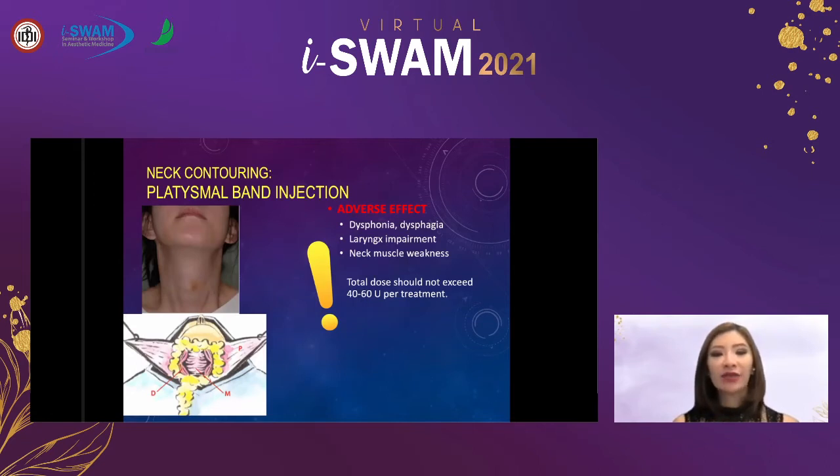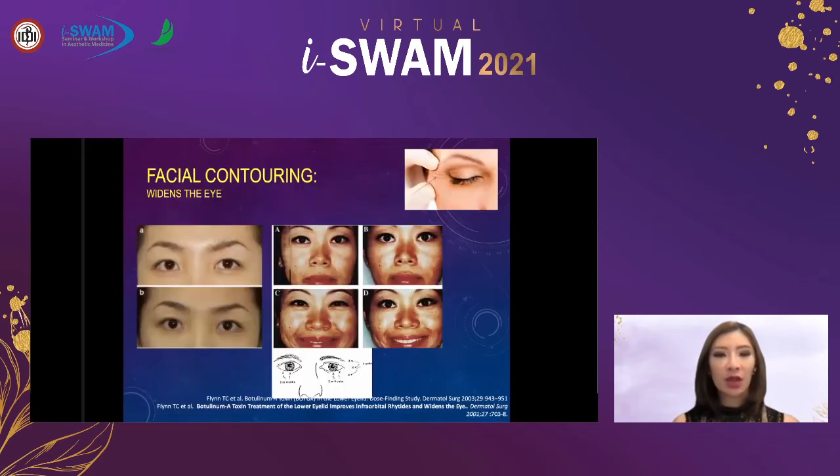And what you have to understand if you want to give this kind of injection: first, try not to inject too deep, and then try not to exceed 50 units, especially in female patients. And you can see there are swallowing muscles beneath these muscles. So you have to be very careful not to exceed those doses and not to go too deep, to prevent the patient from not being able to swallow.